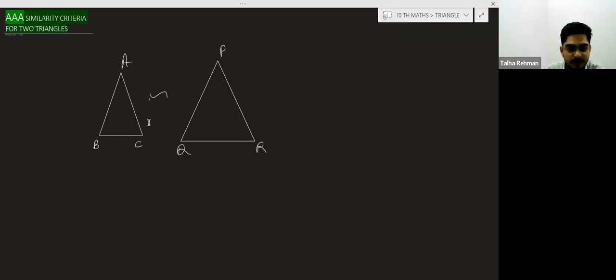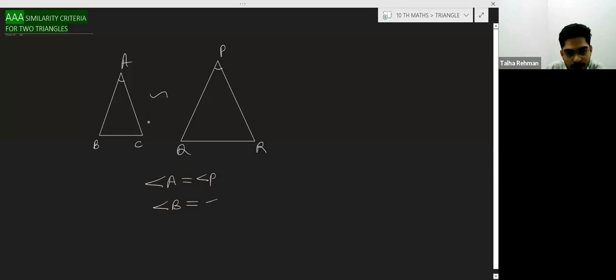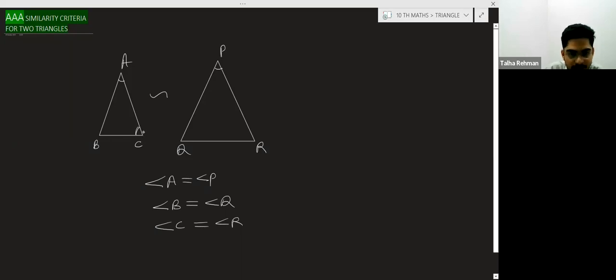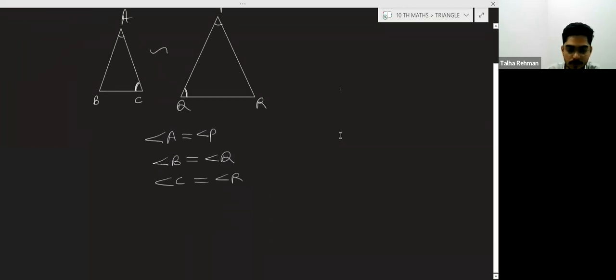when angle A is equal to angle P, angle B is equal to angle Q, and angle C is equal to angle R. What is the meaning of angle C? Angle C means this angle. What is the meaning of angle Q? Angle Q means this angle. So if this criteria is fulfilled, then you can say that triangles ABC and PQR will be similar. So this is known as the angle similarity criteria.